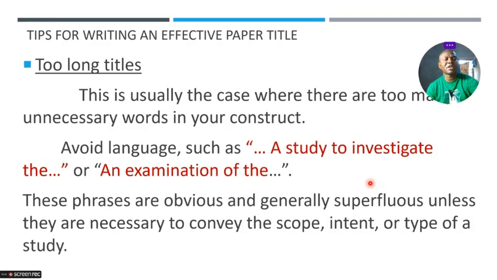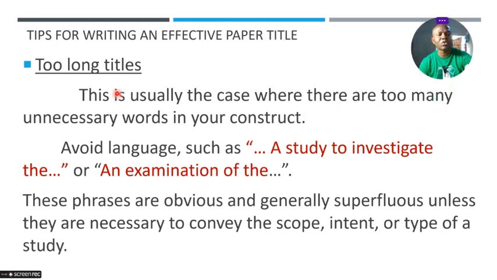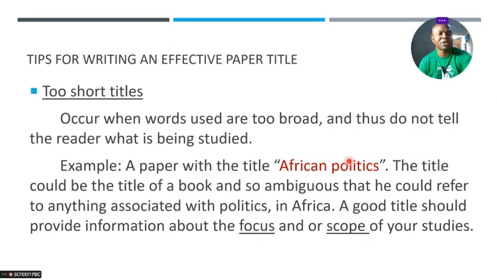Okay, and again, we talked about the too long title. We have an example here. This is usually the case where you have too many unnecessary words in your construct, like "a study to investigate" or "an example." We know you're already conducting a study, so bringing those things up is more of a superfluous statement. They are quite unnecessary and they don't necessarily convey the scope or intent of the study.